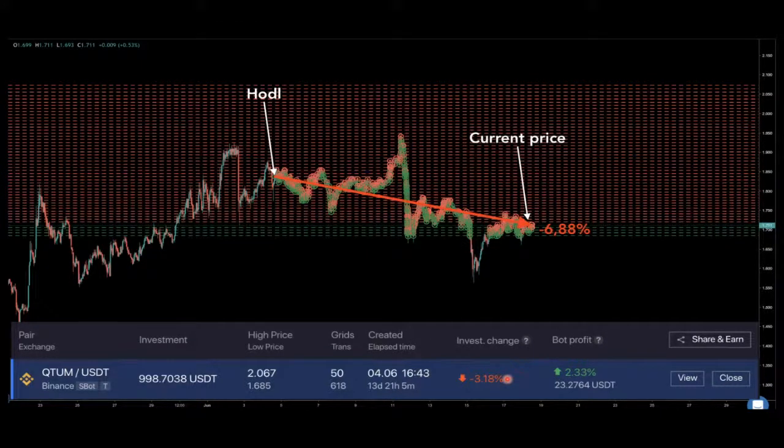Automation can significantly minimize your losses on a falling market. And here is a perfect example of how it does it, all right? So once again, consider a simple hodl strategy, minus 6, well, almost 7%, whereas with automation, that's only minus 3%. So it literally saves your profits because of this added value.